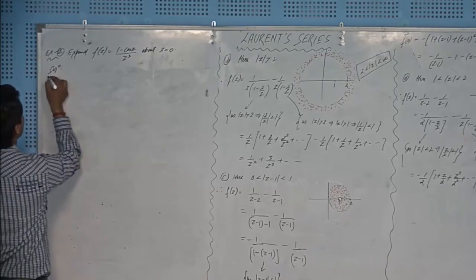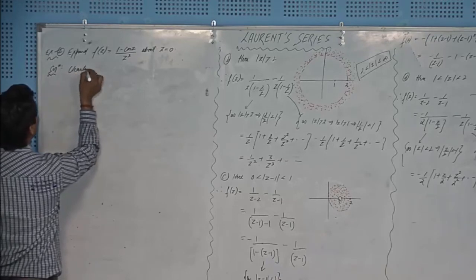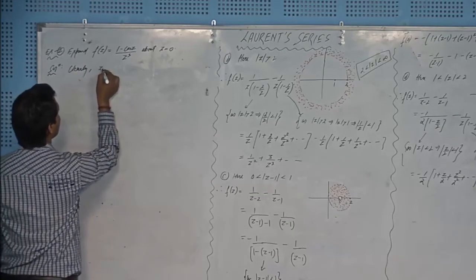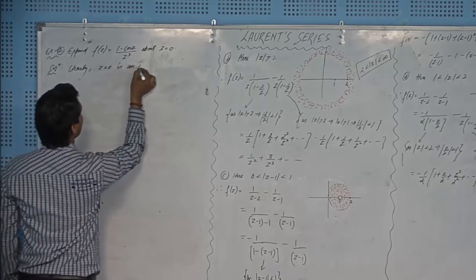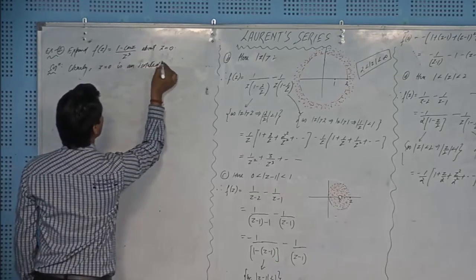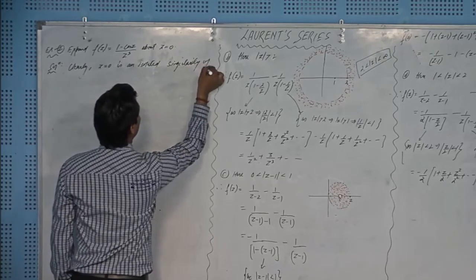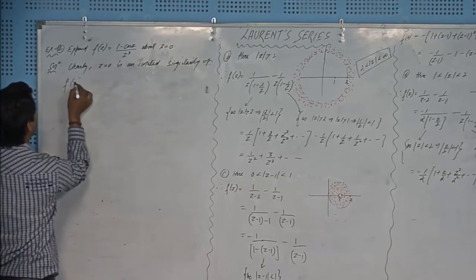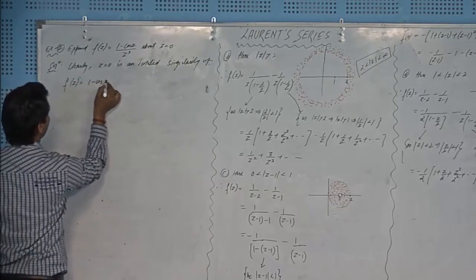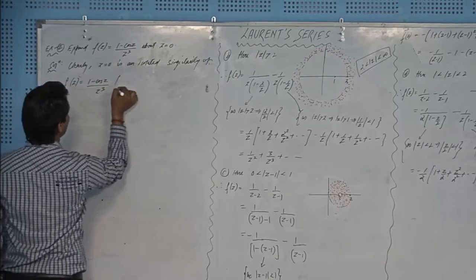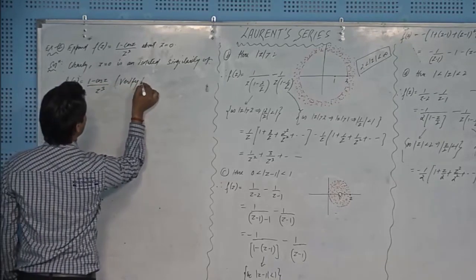Solution, I am writing that directly, you should check it clearly. z equal to 0 is an isolated singularity of f(z). Verify it by yourself.